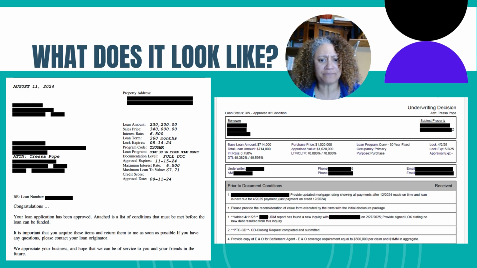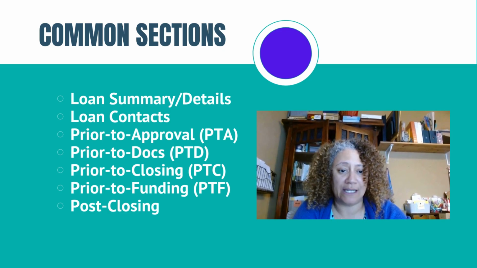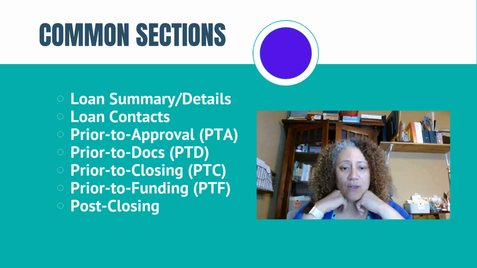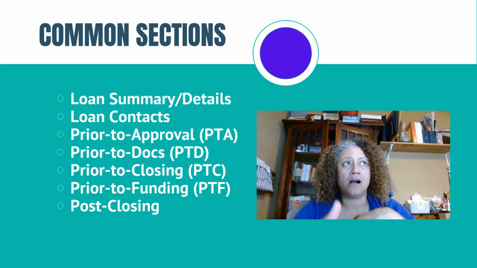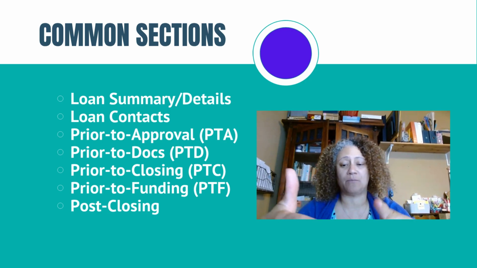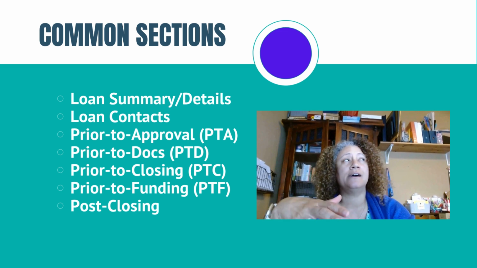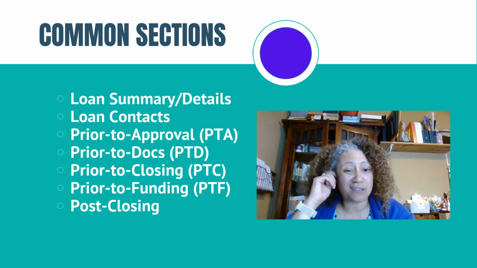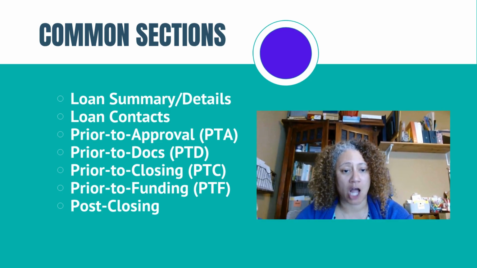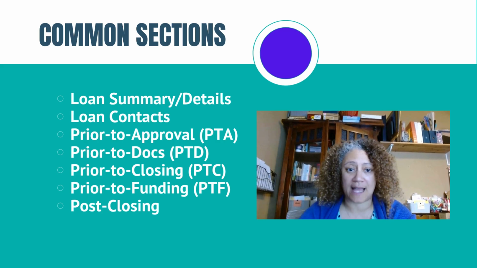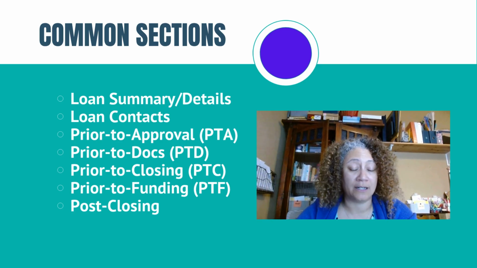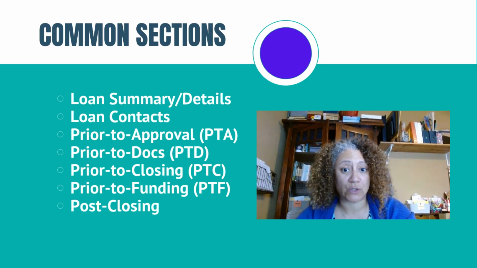All right. Here are some of the common sections that you see on a conditional loan approval. So you'll see a loan summary, the details about the loan. That includes the loan amount, any contacts on the loan. So underwriter, there might be an account manager. You might have your closer for some reason that's on there. So they'll put different details as well as contacts on your conditional loan approval. And what's handy about that is if you do have questions, then you know who to reach out for answers because it will have their name, phone number, and email address usually.